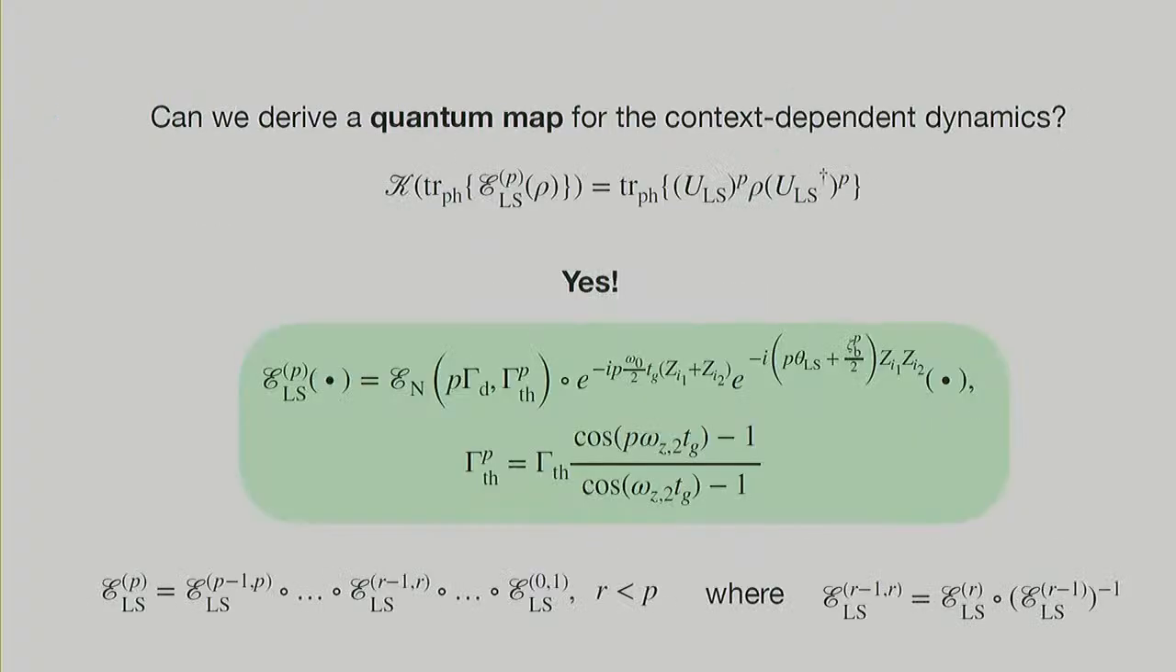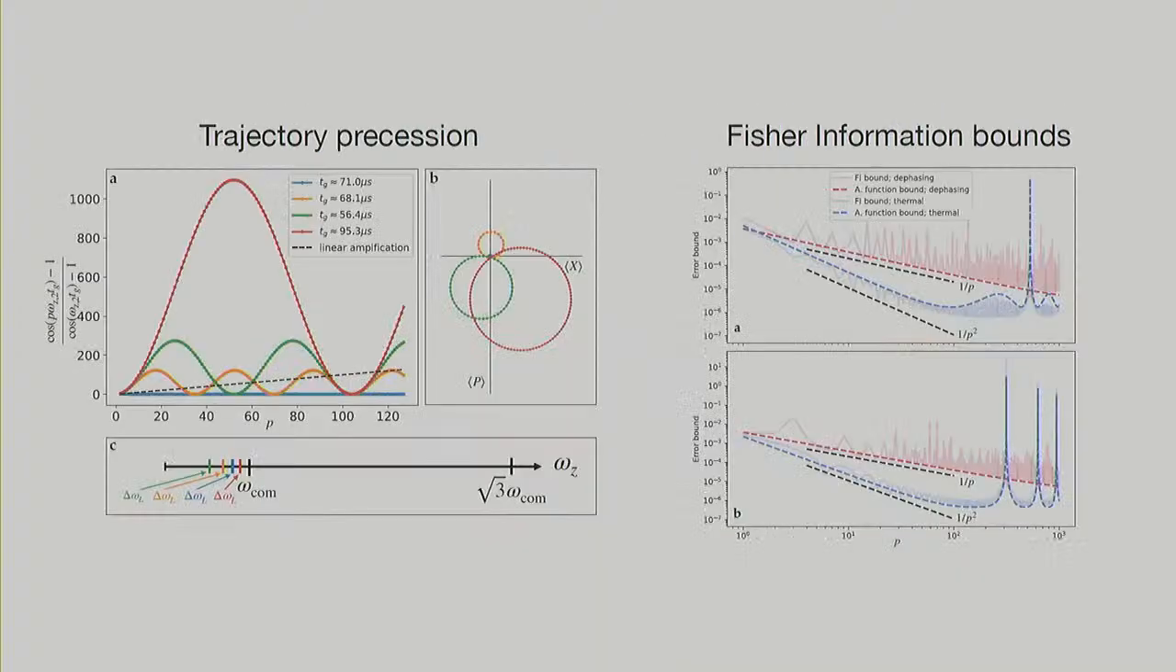Therefore, what I asked myself was, okay, can I still get an effective map for the spin channel which comprises the whole sequence of LS gates, considering also those context-dependent dynamics? And the answer is yes, you can. In fact, the only difference with respect to the first map is that now the thermal error does not amplify linearly. It is periodic. And that periodicity, you can see it here. Let me explain why this happens.